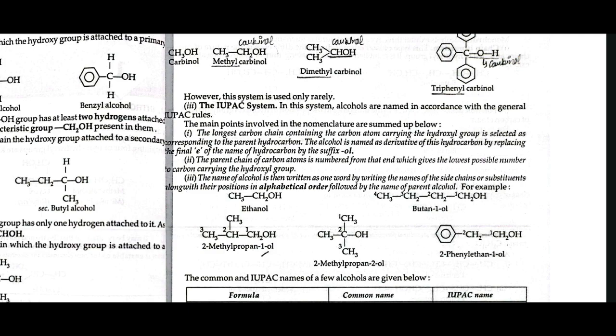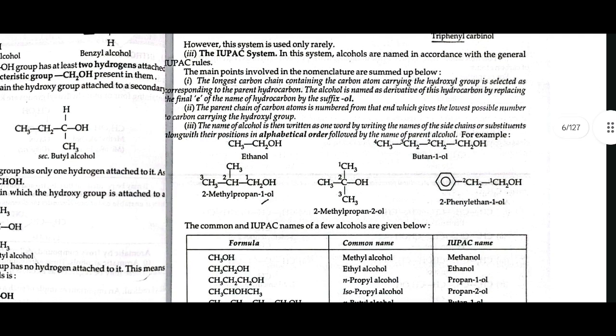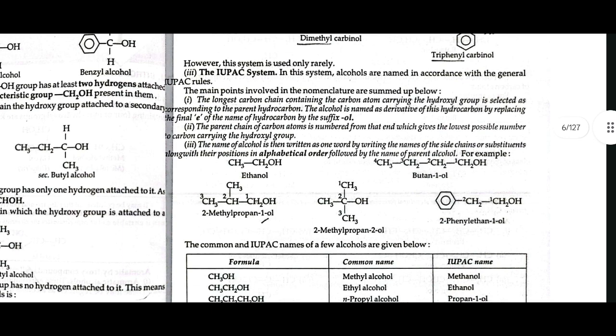The IUPAC system. In this system, alcohols are named in accordance with the general IUPAC rules. The main points involved in the nomenclature are summed up below. First, the longest carbon chain containing the carbon atom carrying the hydroxy group is selected as corresponding to the parent hydrocarbon. The alcohol is named as a derivative of this hydrocarbon by replacing the final e of the name of the hydrocarbon by the suffix ol.